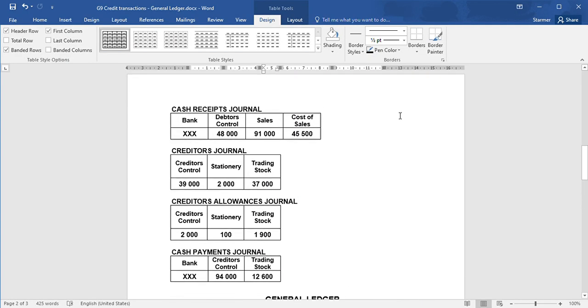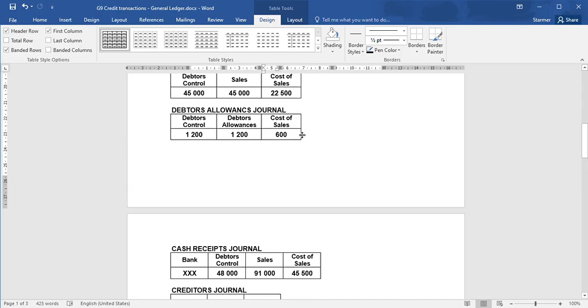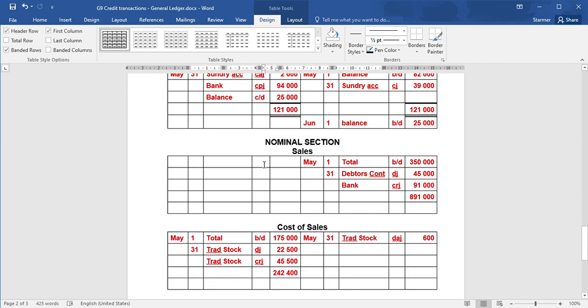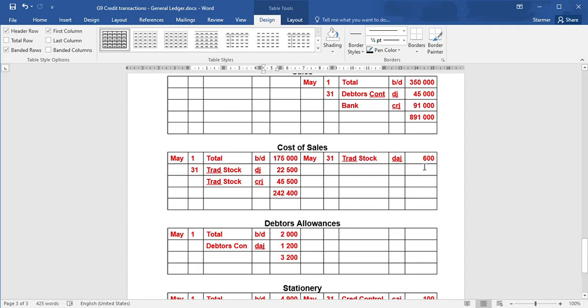Okay, and then we come to our cost of sales. Whenever you see cost of sales, you must remember trading stock. Now, debtors allowances, if they return to us, stock is coming into the business, so it comes in on the plus side. Your other account here is always cost of sales for the DAJ. And cost of sales here will get credited. Can you see cost of sales has gone down now? It must be that, because when we sold, cost of sales went up. Now the stuff's returned we haven't sold, so cost of sales must go down.